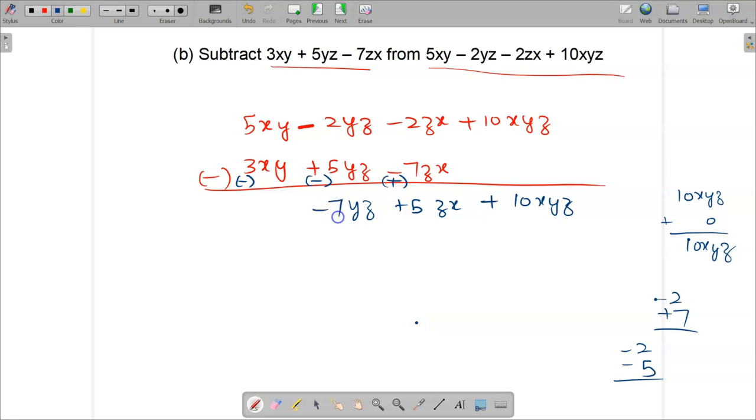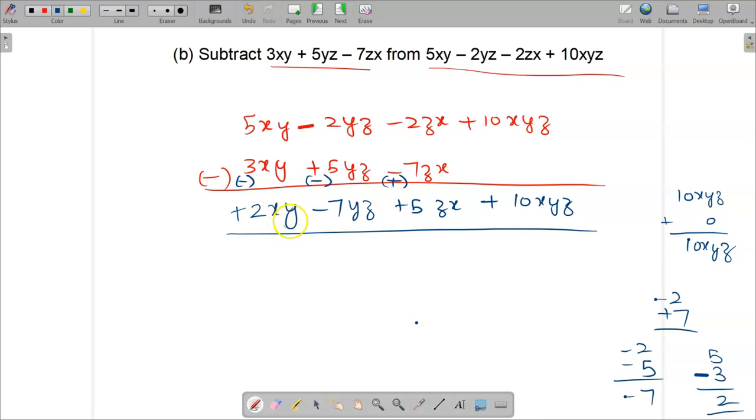Minus 2 minus 5 is what? Minus 7. Then coming to this term, it is xy. Okay, what about the coefficient? It is 5 minus 3. Okay, what is 5 minus 3? It is 2. Okay, so here it is plus 2xy. Okay, so the final answer for this problem is 2xy minus 7yz plus 5zx plus 10xyz.